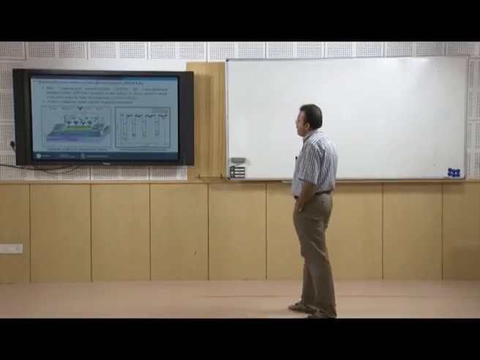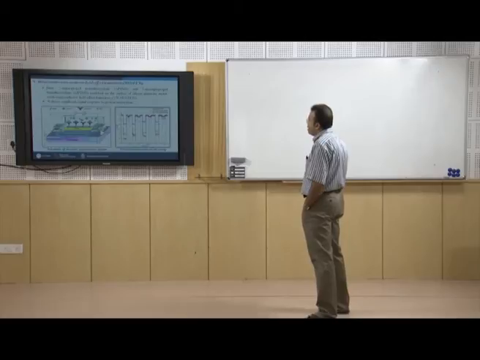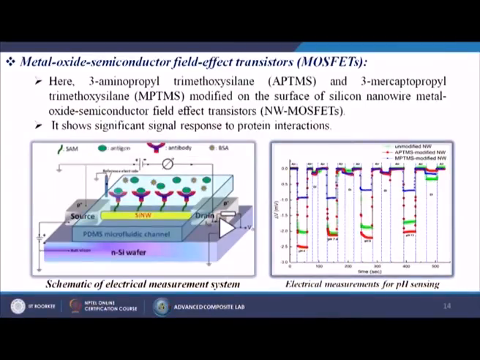Next, we are using some kind of metal oxide semiconductor field effect transistors. Generally for electronic purposes we are using these MOSFETs. As I told already, we are using APTMS, 3-aminopropyl trimethoxysilane, and 3-mercaptopropyl trimethoxysilane, MPTMS. These are the two materials by which we can modify our nanoparticles.